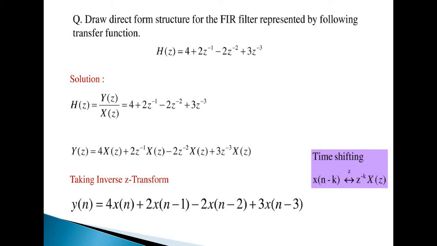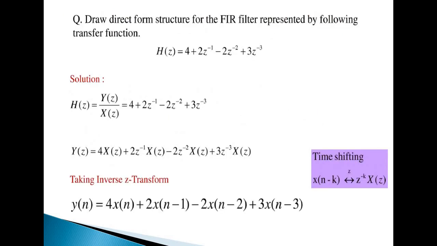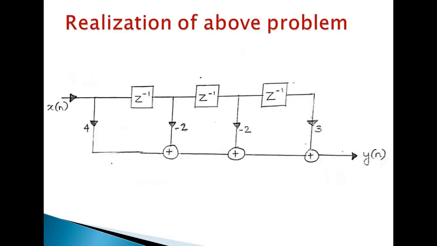So multiplying by x of z and taking the inverse z transform, you will get this difference equation by using the time shifting property, and it is realized in this fashion. See, the equation consists of the 4, 2, minus 2 and 3 terms, and 3 delays are there. So 4 multipliers, 3 adders and 3 delays are there.